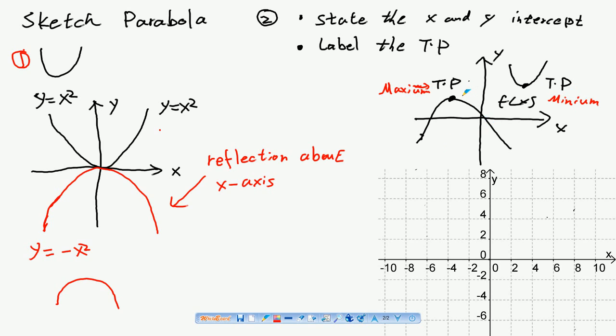Okay, so let's do some examples on how to sketch parabola graphs.